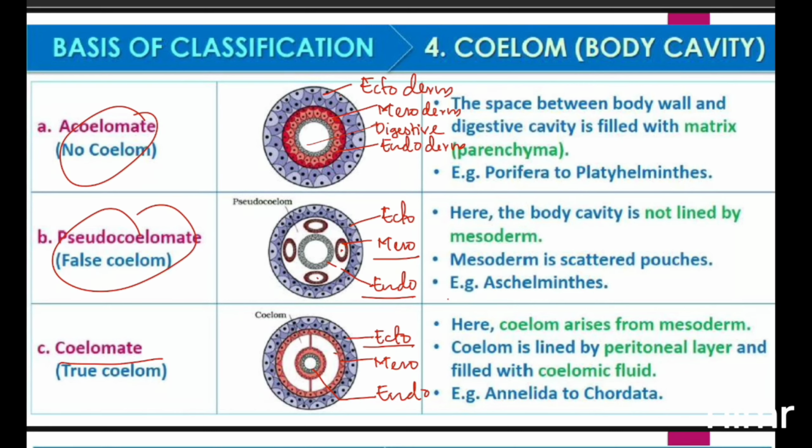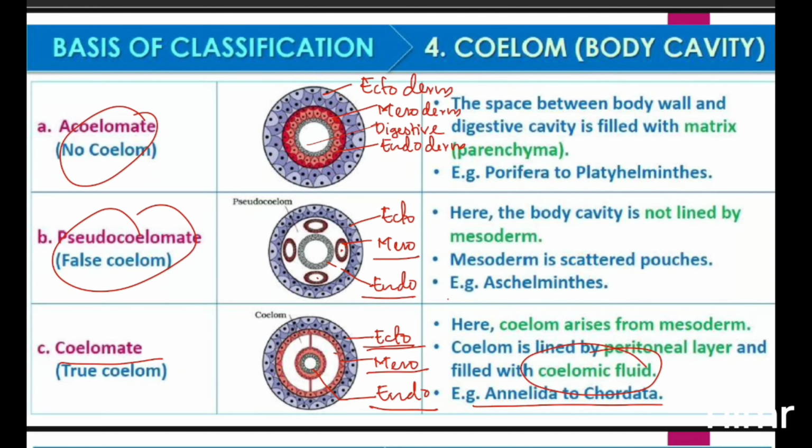That means the ectoderm will be there, mesoderm will be there, and inner endoderm will be there. In between them there will be a cavity, right, which is the coelomic cavity, which arises from the mesoderm, right? And this coelom will be lined by the peritoneal layer, right? Inside that coelom there will be coelomic fluid also, right? So this true coelom, you can see in all the phyla after Helminthes, from Annelida to Chordata, all the groups are having the true coelom.